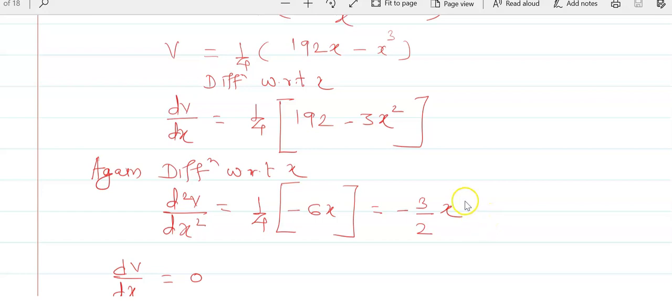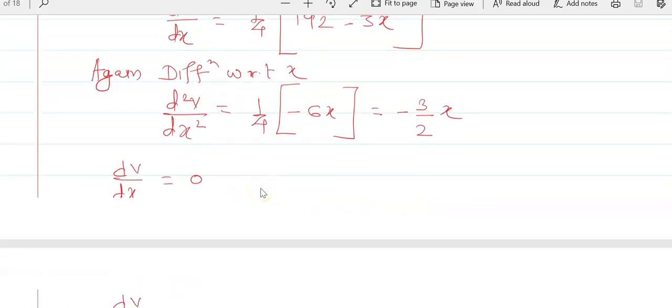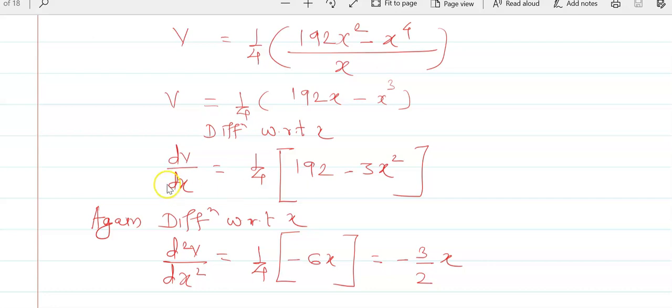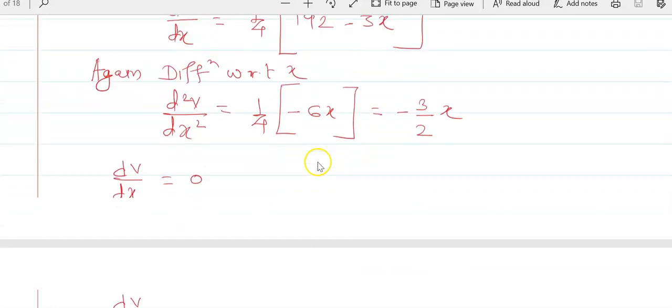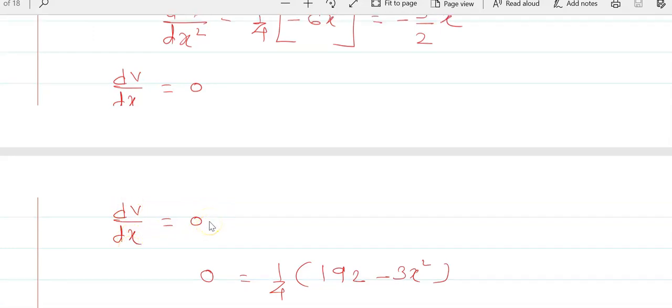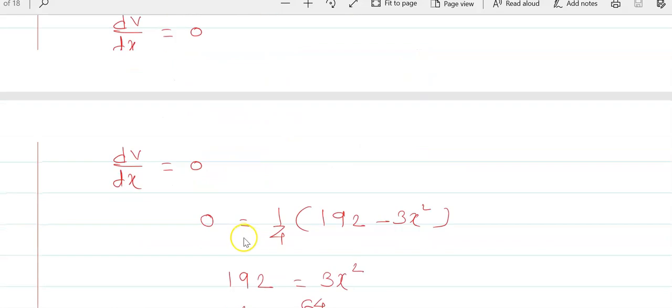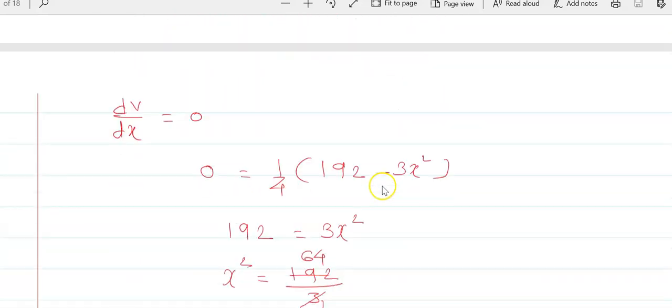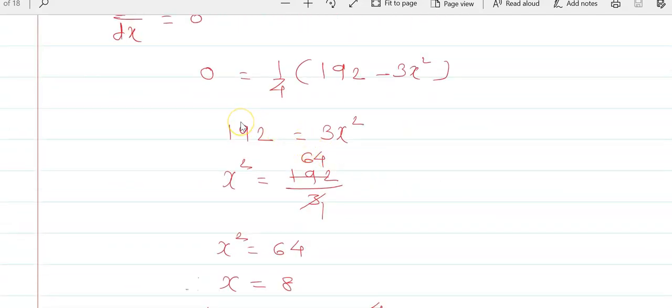It's clear that the value of x is not negative, and the second derivative we are getting is a minus, and hence for whatever value of x, the volume will be maximum. Now, to find the value of x, we equate the first derivative equal to 0. So dV upon dx is equal to 0. Therefore, 0 equals 1 by 4 into (192 minus 3x square). This is the value of dV upon dx, and we solve this.